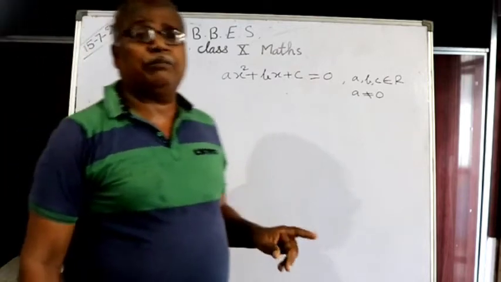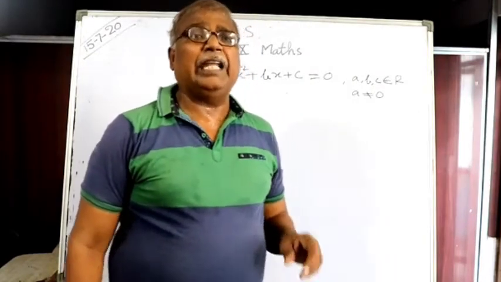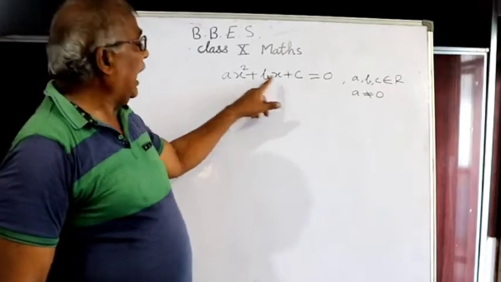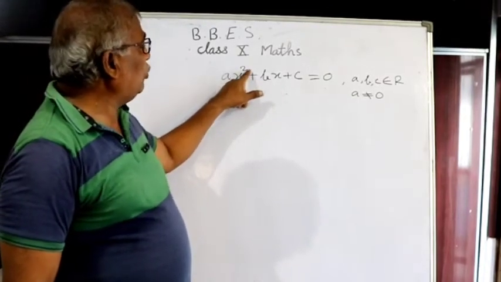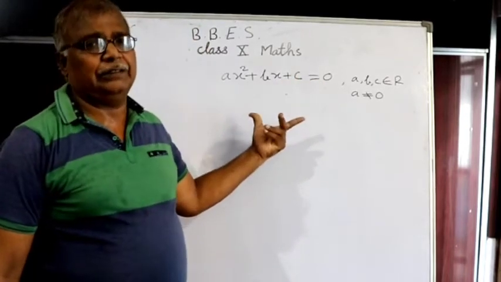Now we will define what a quadratic equation is. An equation in variable x having degree 2 is called a quadratic equation.